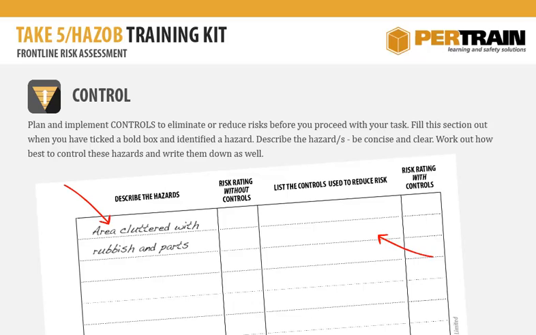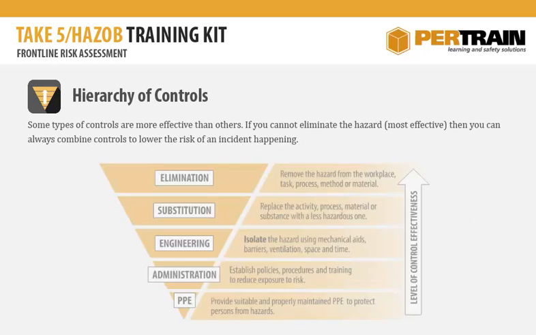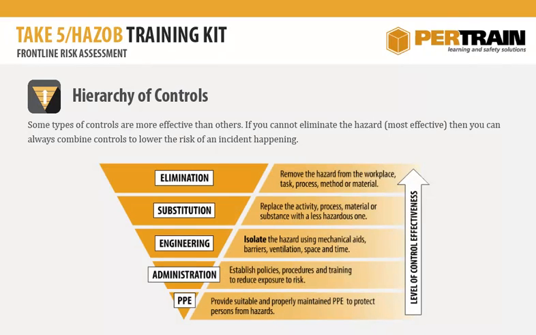Describe the hazard or hazards. Be concise and clear. Work out a risk rating for each hazard without controls. Write down this ranking. Repeat this process again using the controls you plan to implement. Work out the risk rating for each hazard with controls. Write down this ranking.